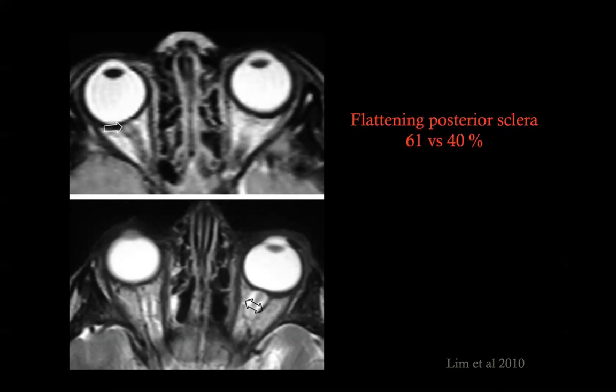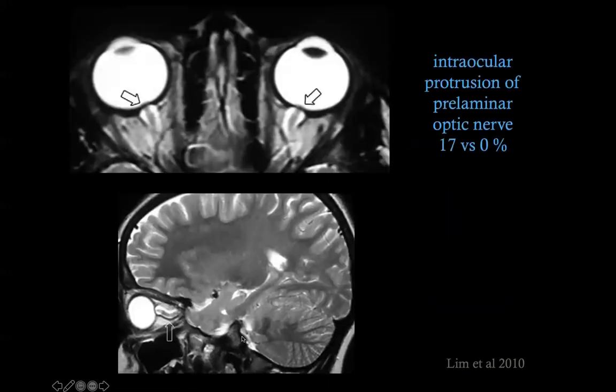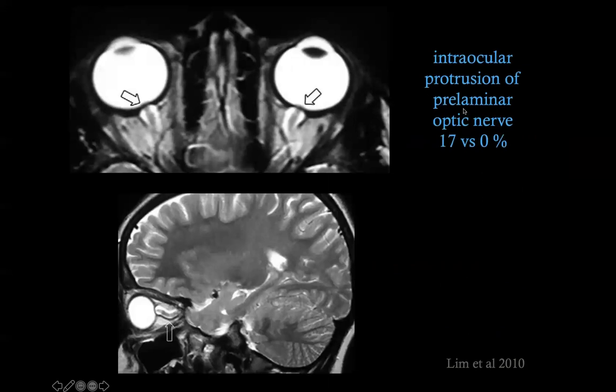So you can see flattening of posterior sclera, 61% of children with IIH versus 40% of control. So a lot of control have this sign. The extension of perioptic subarachnoid space, 60 versus 35%. Look at this, one third of normal children can have this. So very non-specific. Papilledema, or rather what we see is not papilledema, it is a protrusion of the prelaminar optic nerve. Only in 17% of the patients is it present, though we never see this in normal children.